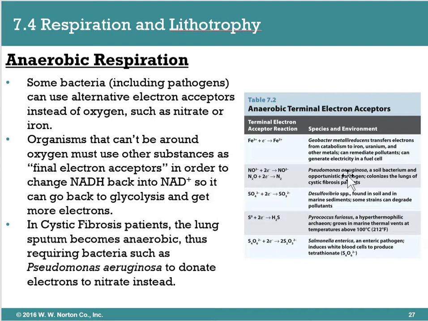Over here, I do show other examples of species that like to live in anaerobic environments. But if I am going to ask you a question over it, I'm only going to ask you in terms of the cystic fibrosis patient. And also, what are the alternative molecules that can be used as an electron acceptor? The two examples that I talked about are nitrate and iron.